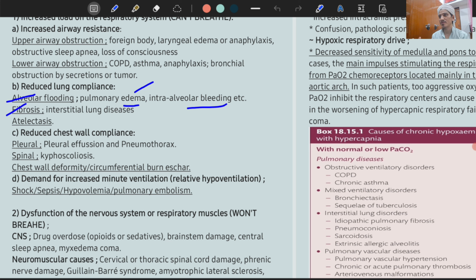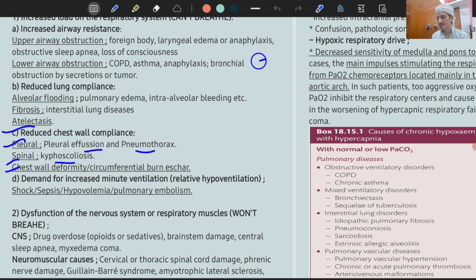So because of fibrosis, stiff alveoli can't expand, stiff lungs can't expand. Atelectasis, there will be collapse of alveoli. So again, there will be load on the respiratory system. Next one is reduced chest wall compliance. The causes can be pleural, spinal, or chest wall deformity. So pleural causes can be effusion or pneumothorax. Spinal causes can be kyphoscoliosis.